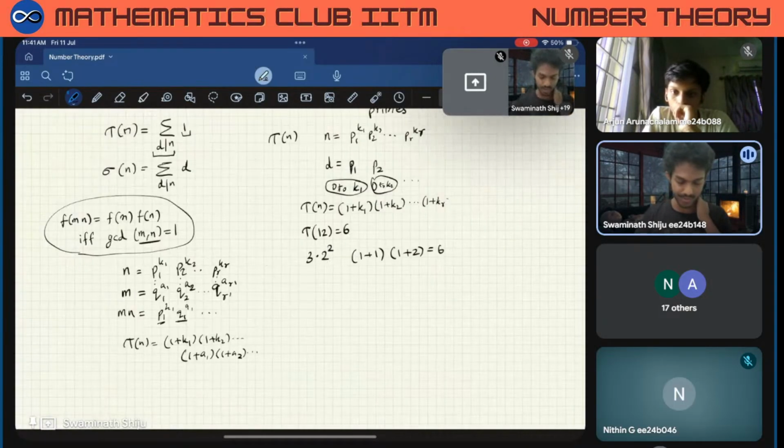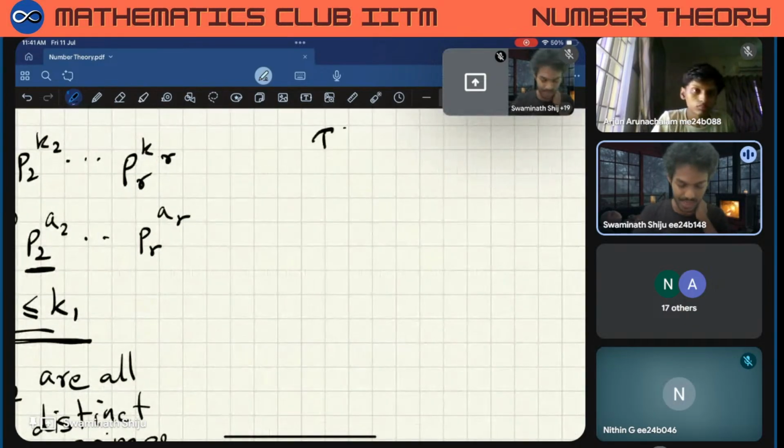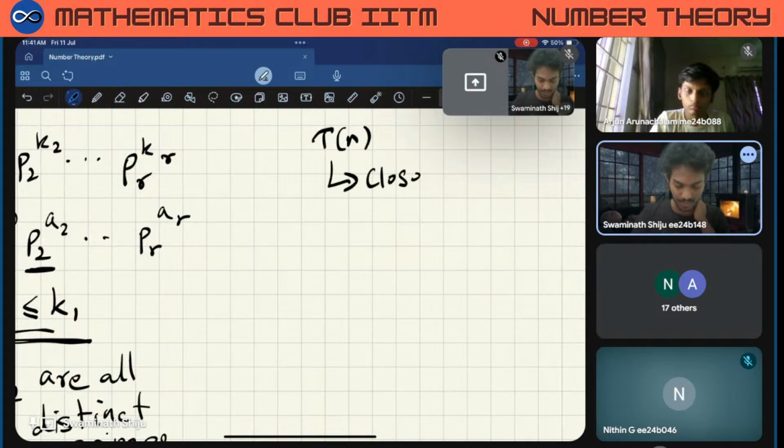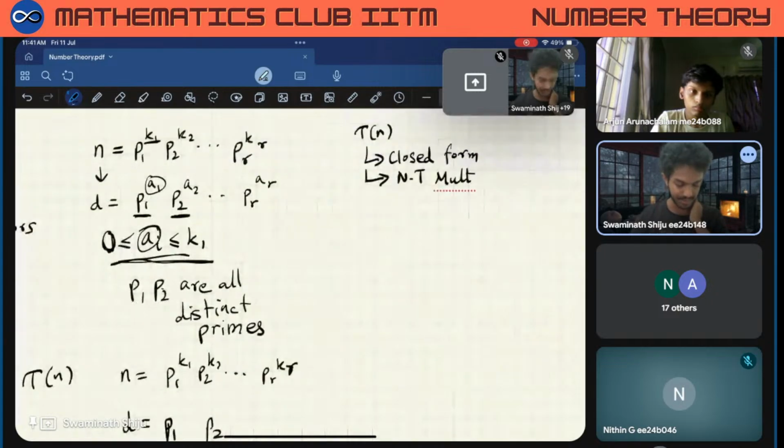So we have a closed form. I'll just recap in short what we did here. We had tau n. We found a closed form, and then we used that to prove it's number theoretically multiplicative. That's what we did here in a small recap.